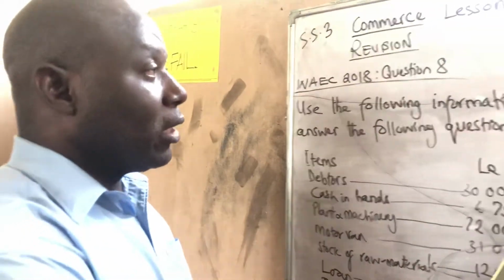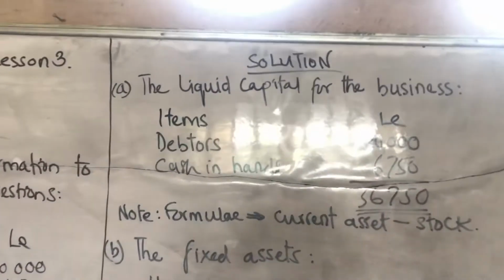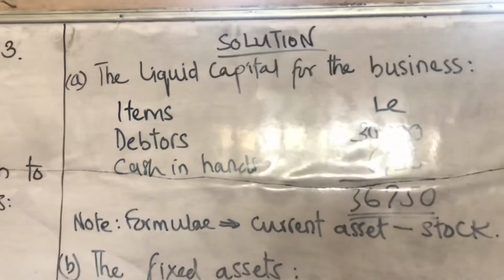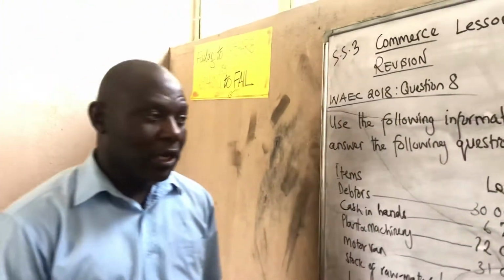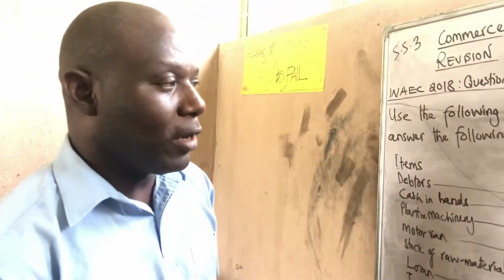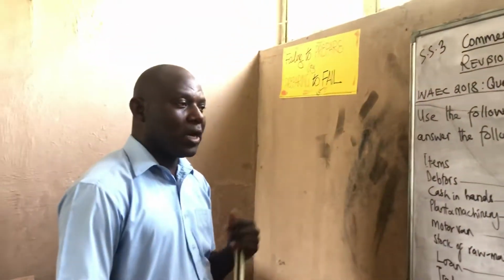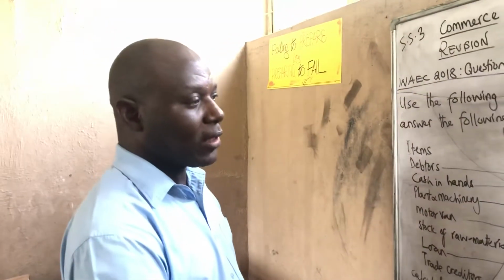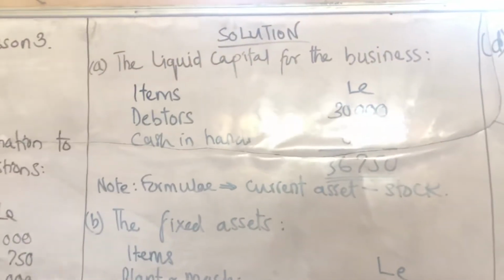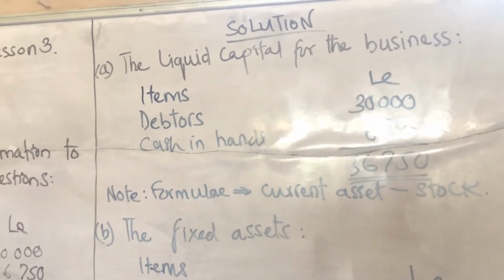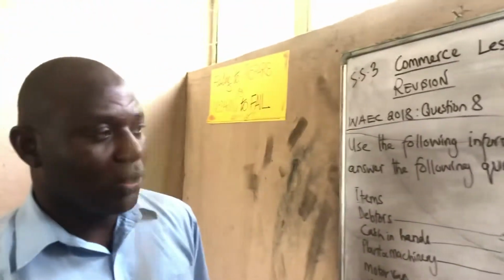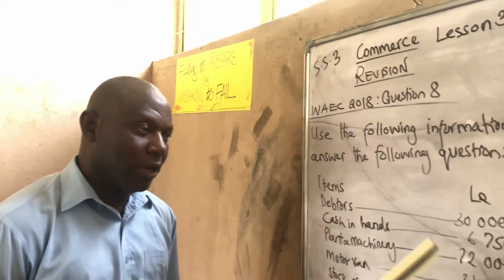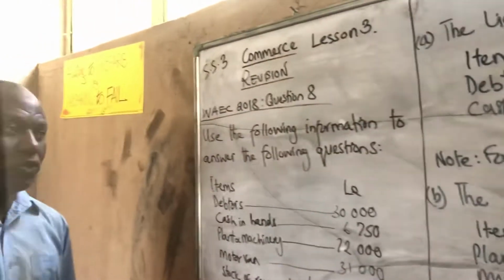A says the liquid capital for the business. What is liquid capital for the business? The liquid capital for the business are items like cash and readily available cash. It also has a formula which is given as current asset minus stock. So the liquid capital of a business is cash in hand, cash at bank, your debtors. These are your liquid assets of the business minus stock. It's very important you know that.